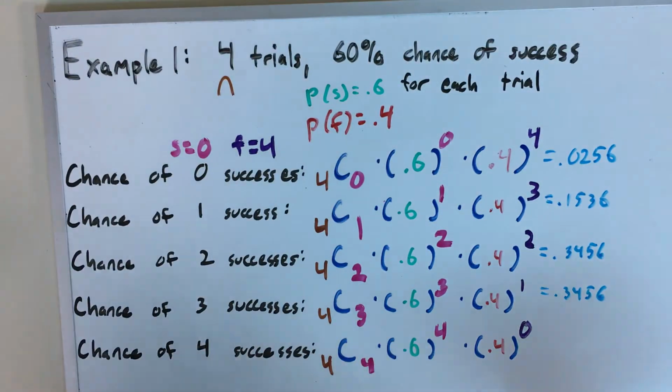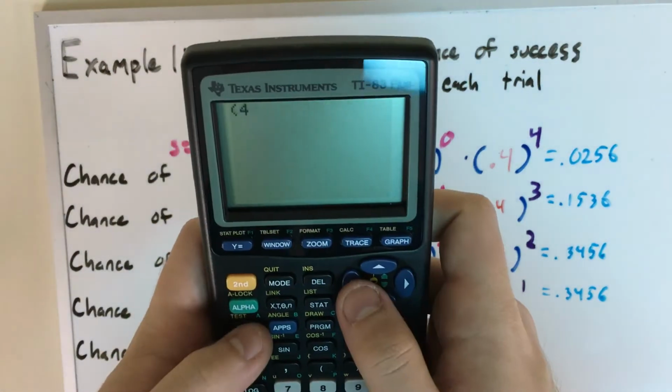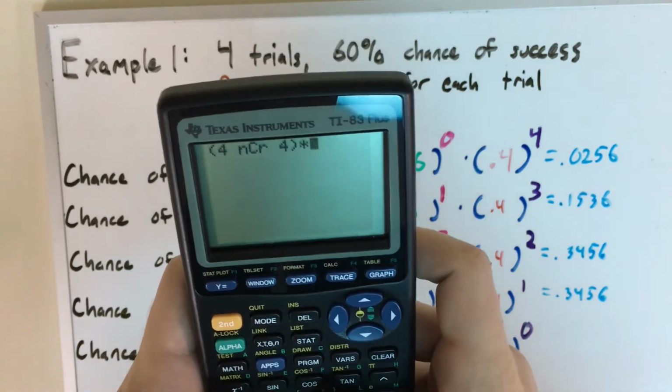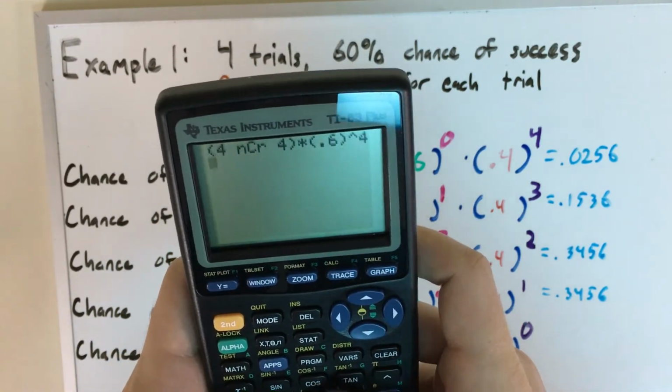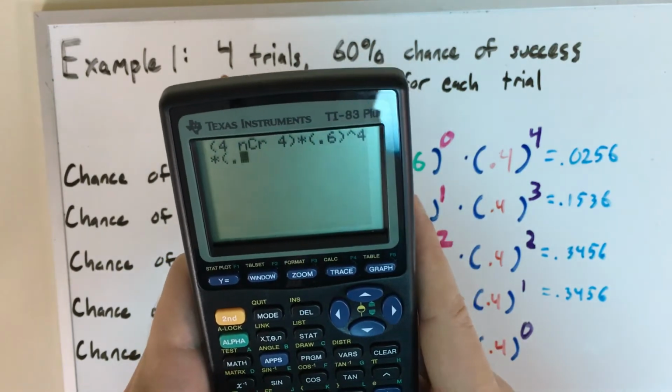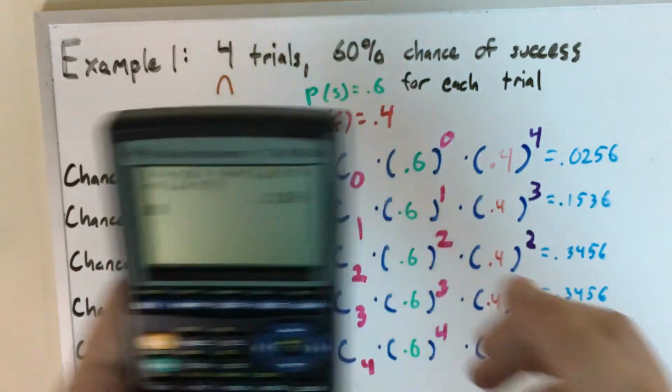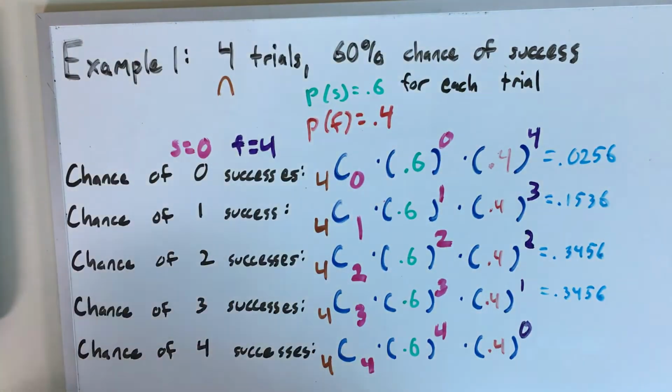And so for that last one, this is 4 choose 4 times 0.6 to the 4th times 0.4 to the 0, 0.1296. That looks right.